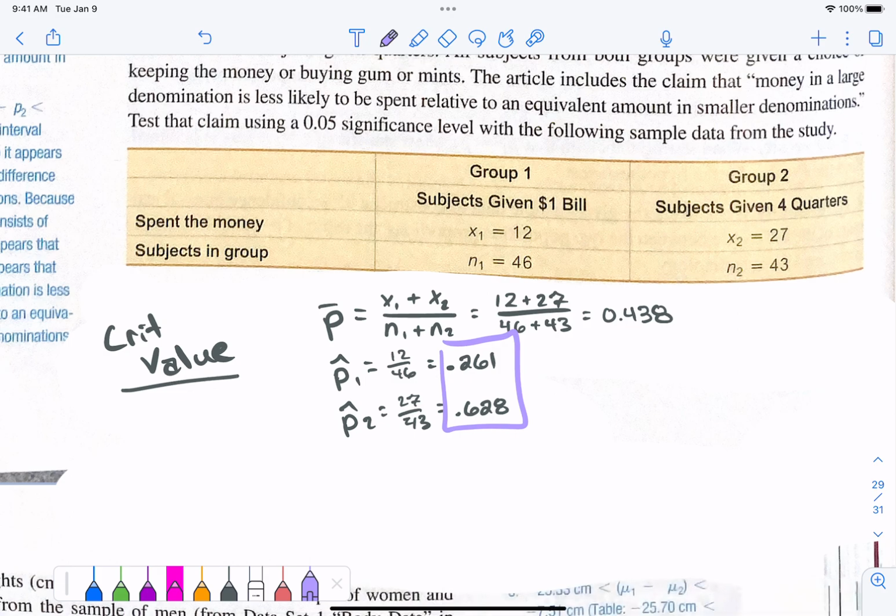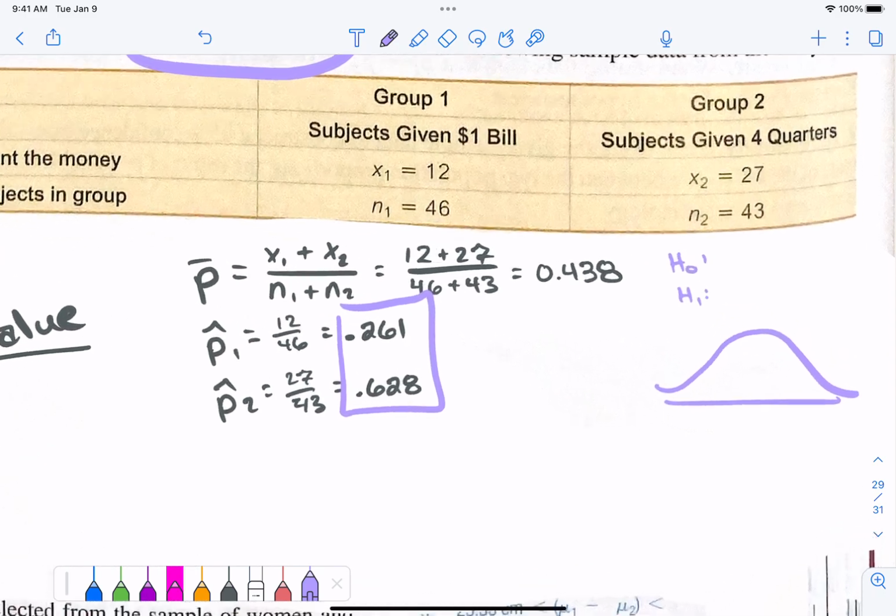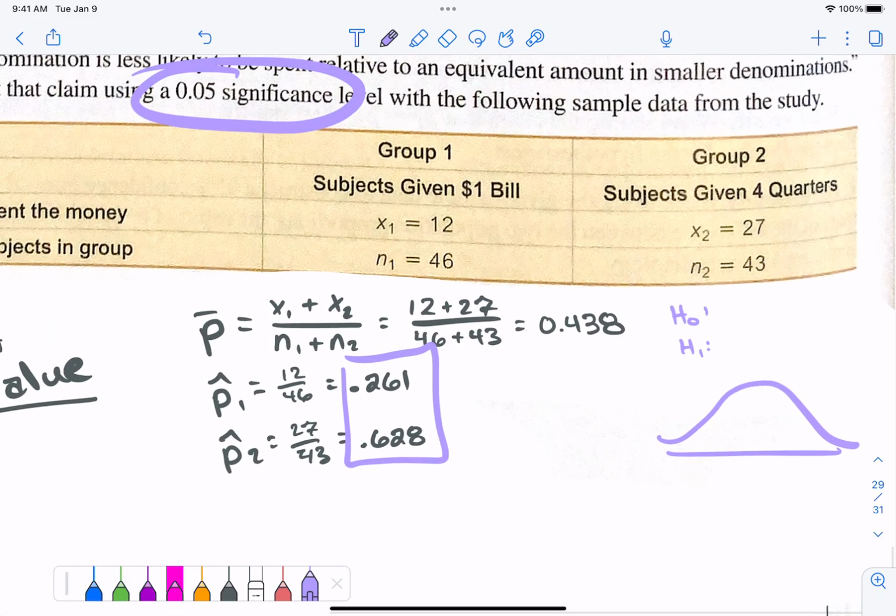All right, but that's the next thing. So we've got our fill in this part. H naught, H1. Okay, then fill in your bell curve. The last sentence here says 0.05 significance level. So fill those in. We are assuming that they're equal to, not equal to. We'll do that one first.